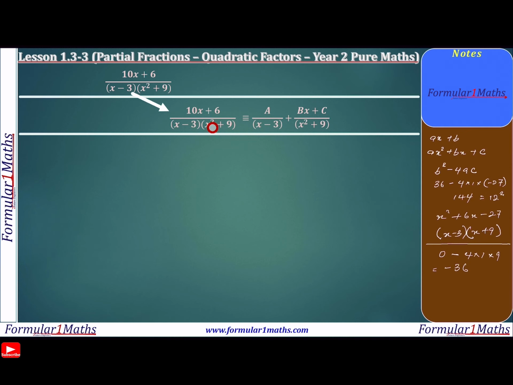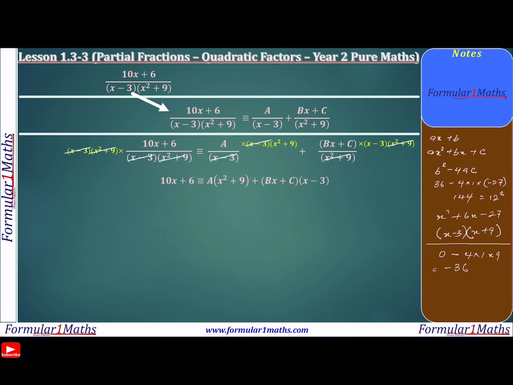And if I do that, I'm going to get the following. So at this point, we are going to do some cancellation. We can see that this will cancel with that. That will cancel with this one as well. And x minus 3 will cancel with x minus 3 over here. And x squared plus 9 will cancel with x squared plus 9 over here. And then we'll be left with 10x plus 6 on the left-hand side.